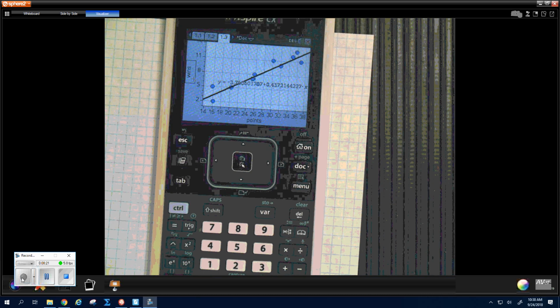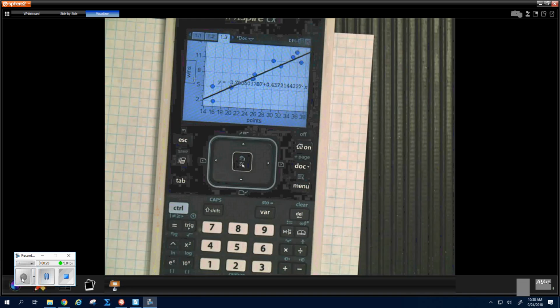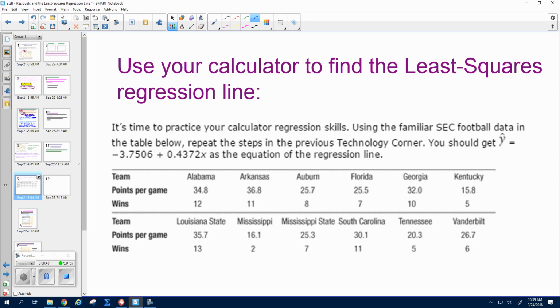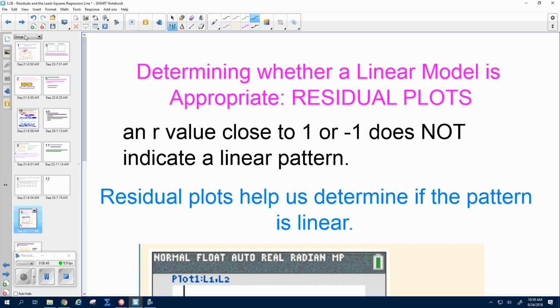And we've got our slope of 0.44 right here, which means for every 1 point increase in the game score, the number of wins increases by 0.44. Okay, let's all review. You have to do this part in order to do the next part, which is called a residual plot, and we are going to talk about what that is.